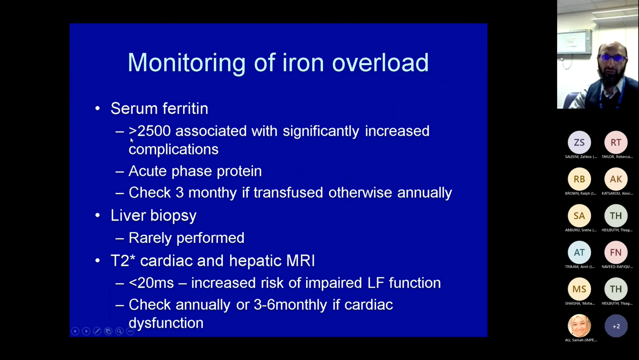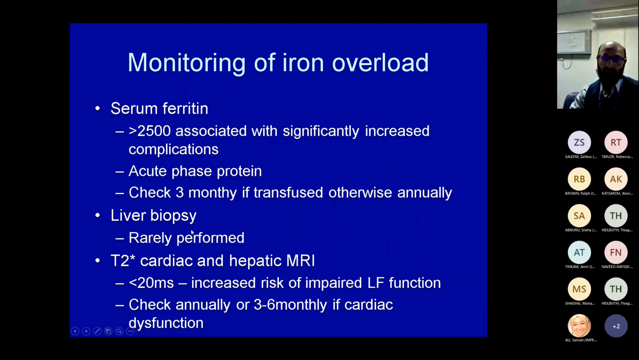So management of iron overload. Serum ferritin of more than 2,500 is associated with significantly increased complications. As we're all aware, ferritin is an acute phase protein, so a single elevated result shouldn't necessarily be the guide for whether we base our decisions on iron chelation. It's the trend and a consistently elevated ferritin. We normally would check the ferritin every 3 months in a patient who's on regular transfusions, and in non-transfusion dependent thalassemia patients annually.